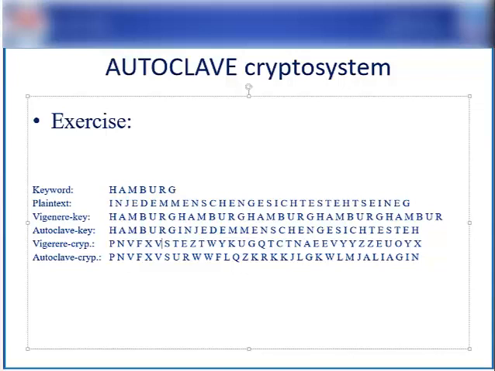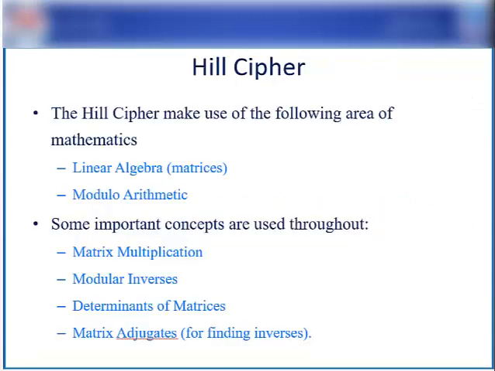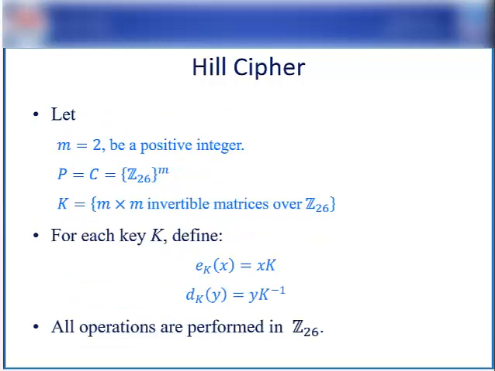The next cipher we are going to study is the so-called Hill cipher, and it uses a bit of a different technique for encryption. To be precise, the Hill cipher makes use of the linear algebra and modular arithmetic areas of mathematics. To understand how this cipher works, we need knowledge of matrix multiplication, modular inverses, determinants of matrices, and matrix adjugates, which are used for finding the inverse. Let us define the encryption and decryption algorithms.